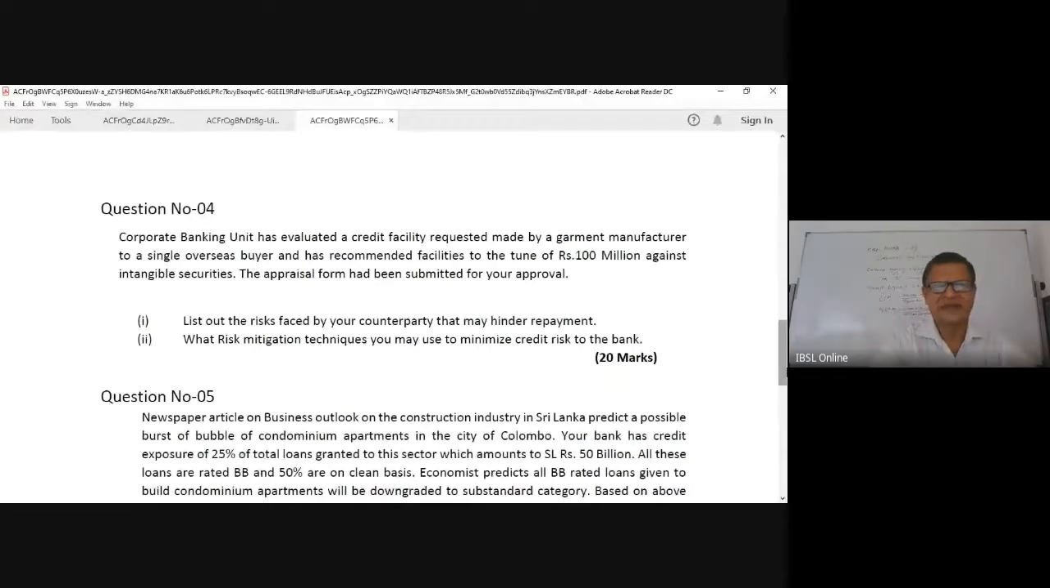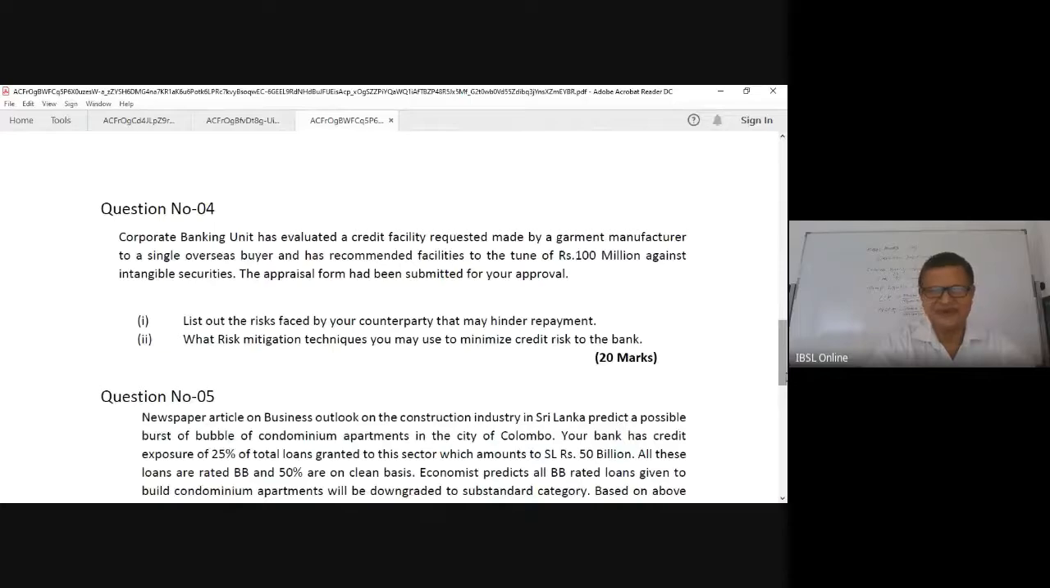A corporate banking unit has evaluated a credit facility. Now corporate banking generally, what type of facilities do they go for? Corporate customers. Corporate customers are companies with large capital, and we gave a definition. We said over 35 million credit line and over 600 million turnover. So the corporate unit evaluates those types of clients.